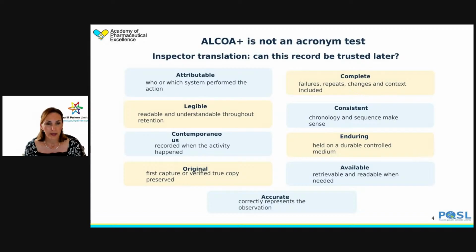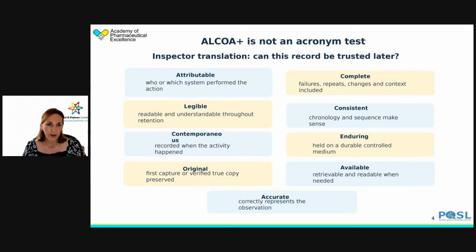Enduring means the information sits on a controlled and durable medium rather than a loose piece of paper, temporary files, or unsupported local storage. And available means that it can be retrieved promptly and rendered readable throughout its retention period. Often inspectors will ask for documents to be retrieved, and when they are retrieved, they are not in a readable format anymore, and then they are not really useful.